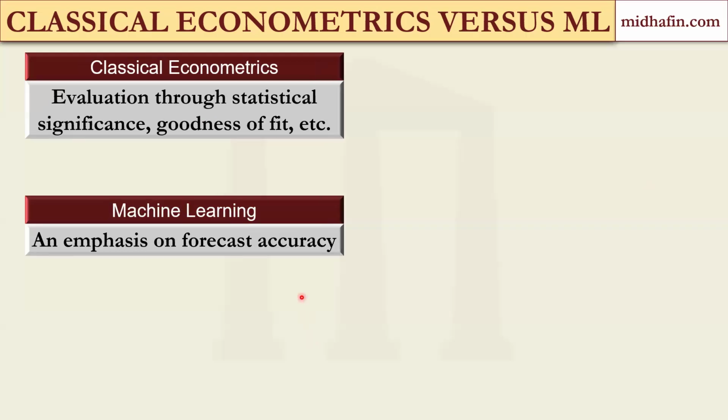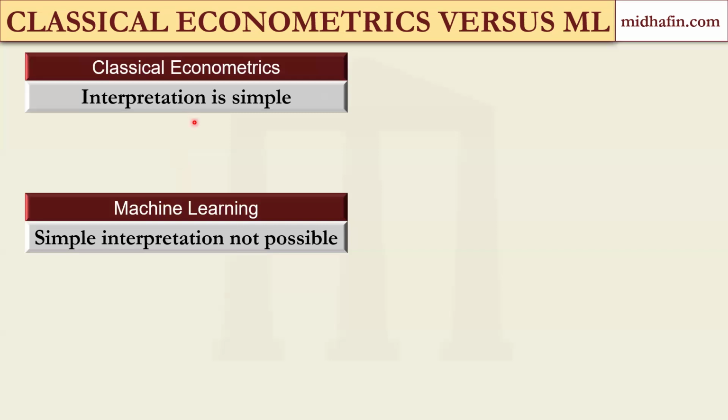Then in classical econometrics, once you estimate the model, you judge the quality of the model through statistical measures. Again, this is quite related to the previous point. Checking if they are statistically significant, goodness of fit, and all those things. But in machine learning, the emphasis is on forecast accuracy: how well your model predicts on unseen data.